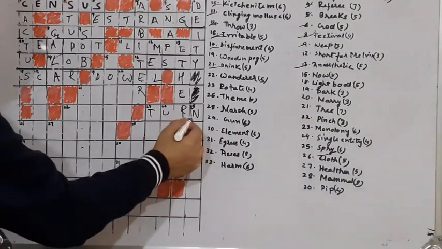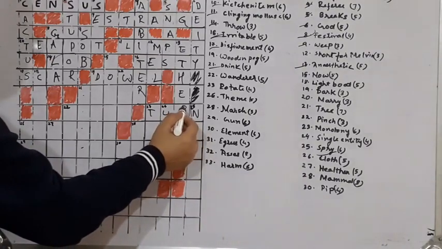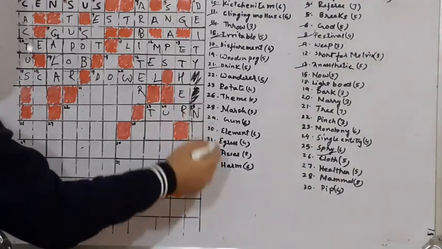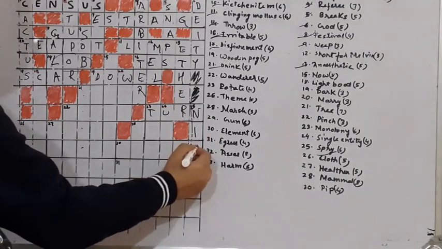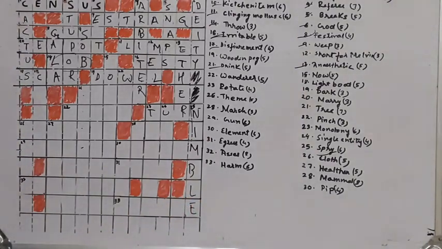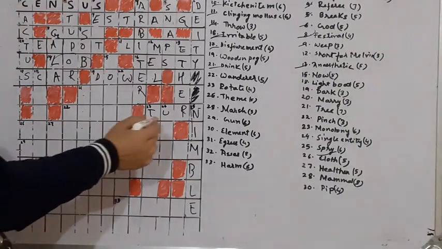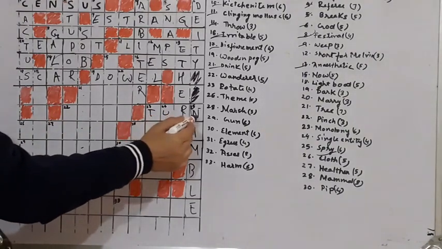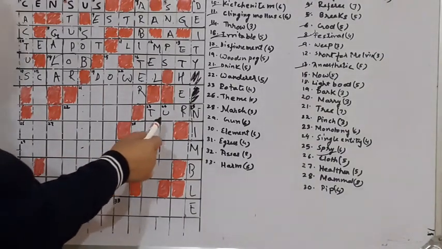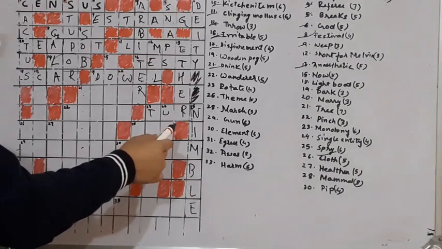No, I cannot take up active because it has ended with N, right? Extreme active, we cannot write. So, nimble. You will have to be familiar with the new words, right? This is nimble. I can write active, but I couldn't because 23 has ended with N, right? So it has opened up the opportunity for this one, that is 24.